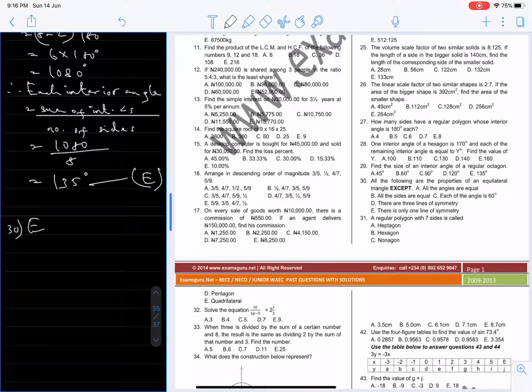The reason is that an equilateral triangle has 3 lines of symmetry. You can fold it into 2 equal halves in 3 ways. So it doesn't have one line, it has 3 lines of symmetry.